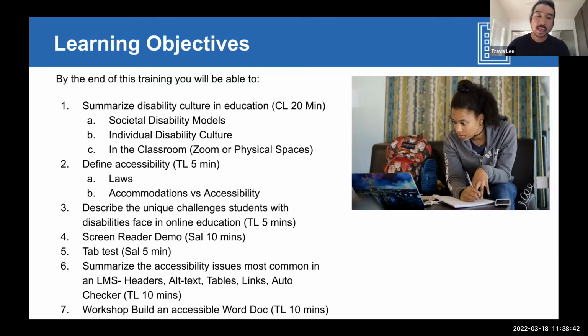as the LMS. And hopefully we'll have enough time to work together to build the accessible Word document and export the PDF. But if we don't have time, you're going to be able to see the 5 major principles applied at least through the slideshow.